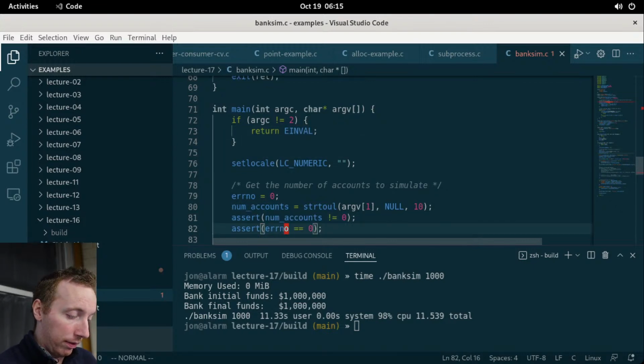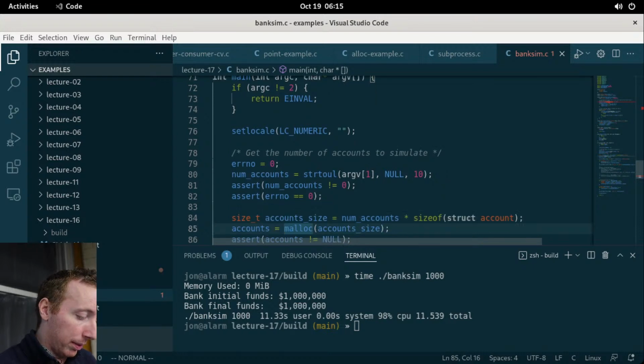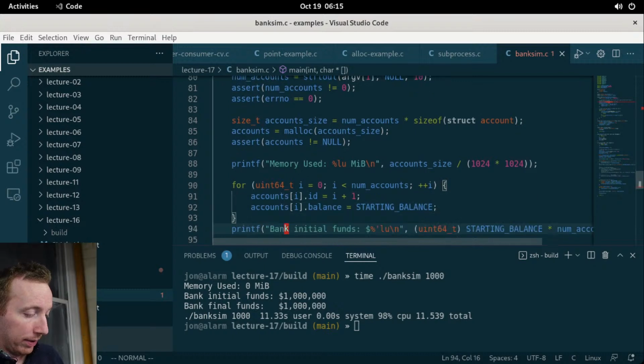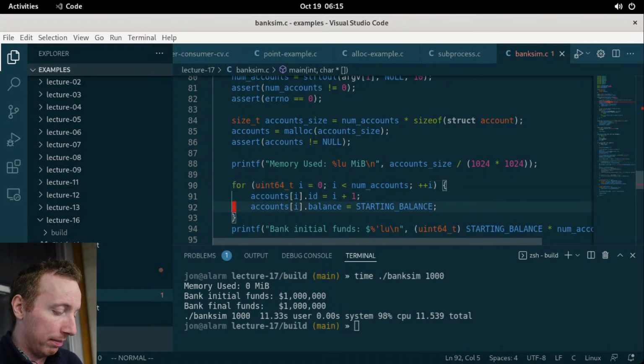This just parses the number, turns it into something we can actually use, like an unsigned int, and then allocates it. We say how much memory we're using. And then right here is where we initialize everything. So each account gets its own unique ID that starts at 1, just because most things start at 1 and don't have an ID of 0, and then sets the starting balance.